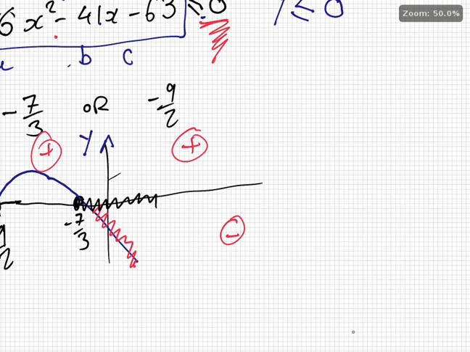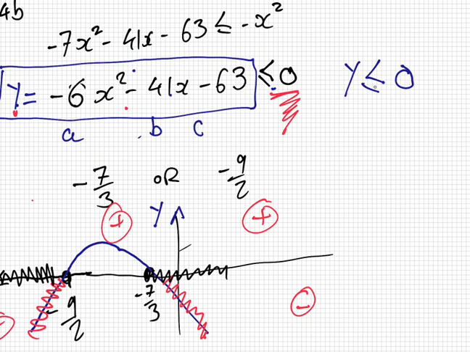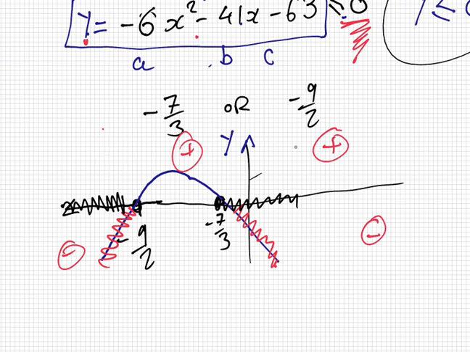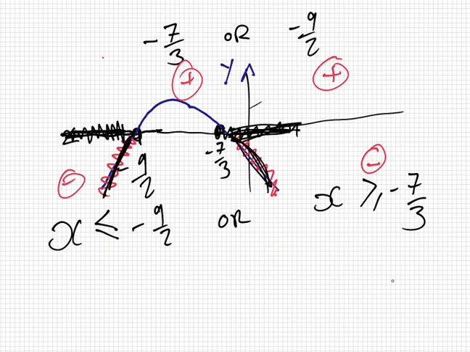So if we look here, I want y to be negative. y is positive here and here, but negative down below. I want negative, which means I want my x to be here, because this part of the curve is negative, and here, because this part of the curve is negative. So I want x to be smaller than minus 9 over 2, or x can be bigger than minus 7 over 3. That's the answer.